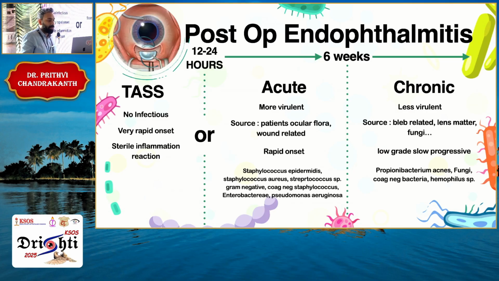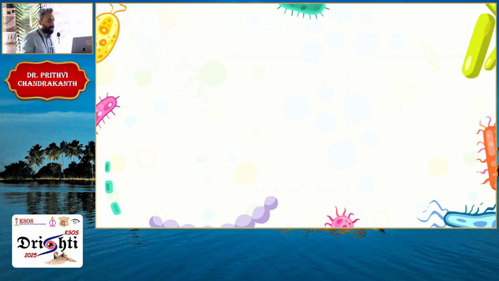In acute endophthalmitis, it is more virulent, and the patient's ocular flora and wound-related sources will be there, and it is very rapid in onset. These are all the organisms. In chronic, it is less virulent. Sources could be bleb related, lens matter, or any fungi. It is low grade and slowly progressive, rather than the one in the acute phase.